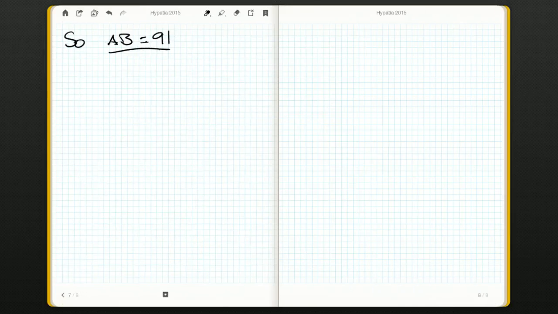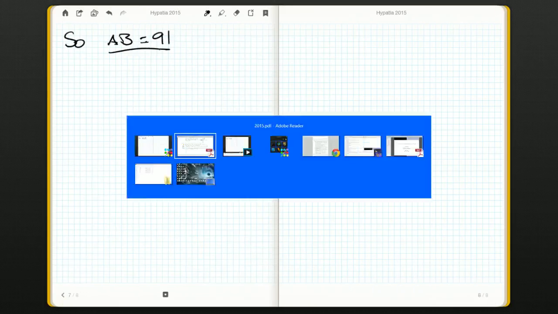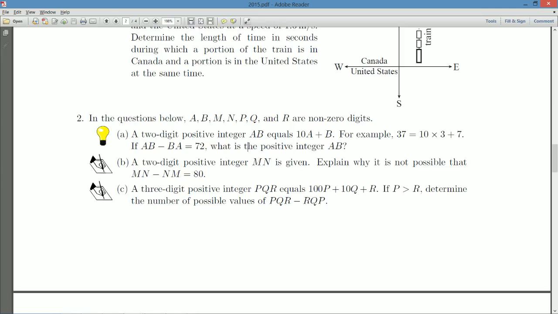Now, if we had missed the little preamble here that said A, B, M, N, P, Q, R are non-zero digits, we probably could have gotten A is 8, B is 0, and then we'd have 80 minus 0, 8 equals 72. Technically correct, but in math we don't like leading zeros. And I suspect that's why they said these are all going to be non-zero digits. So that's A part. AB is 91. And we could double check. 91 minus 19, that's absolutely 72. Quick calculator check, works for us every time.